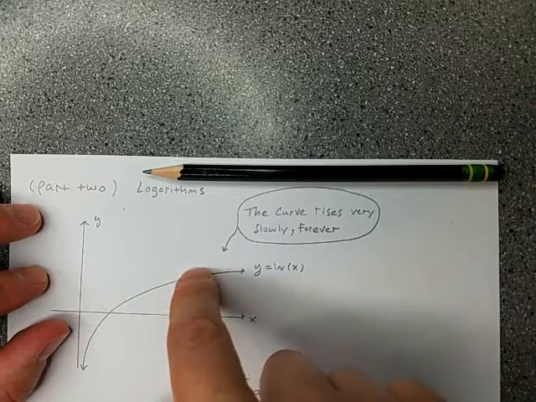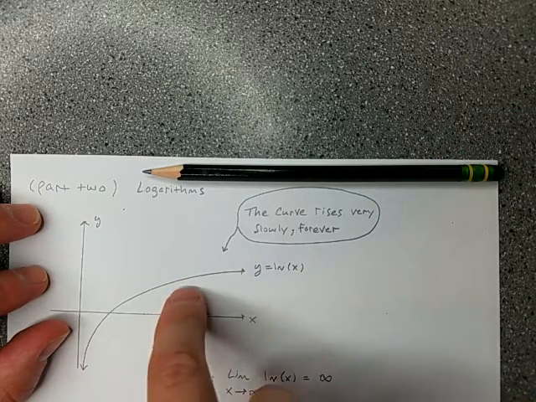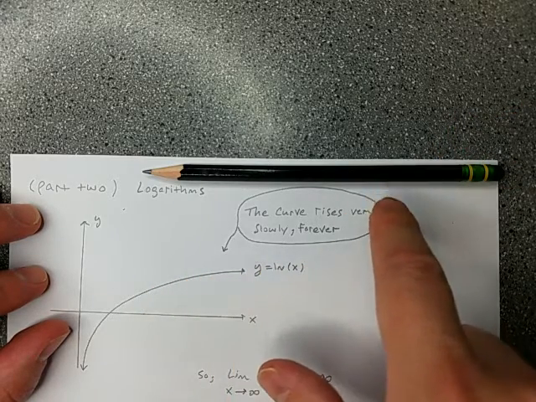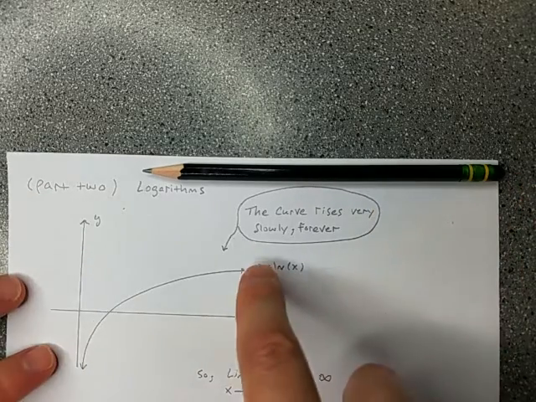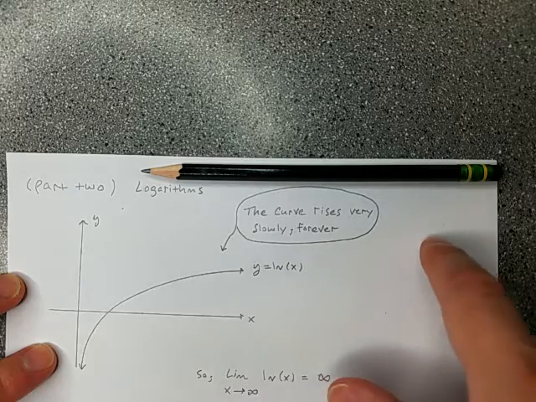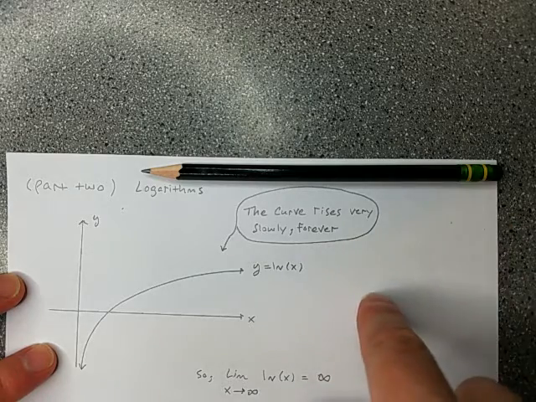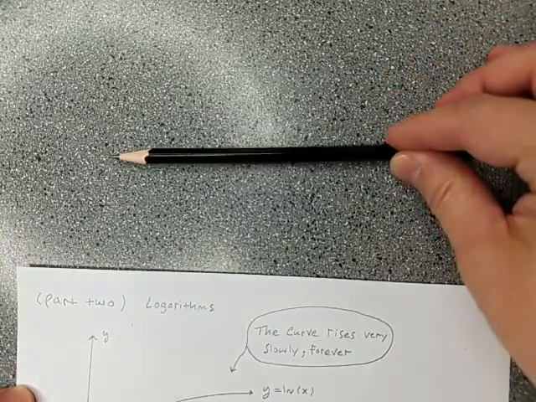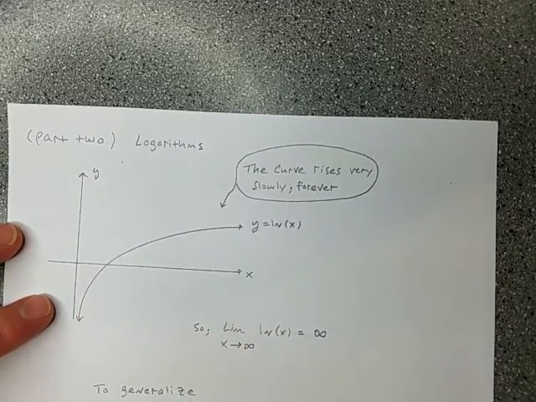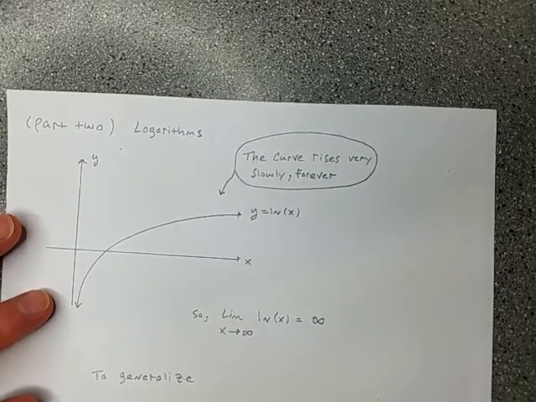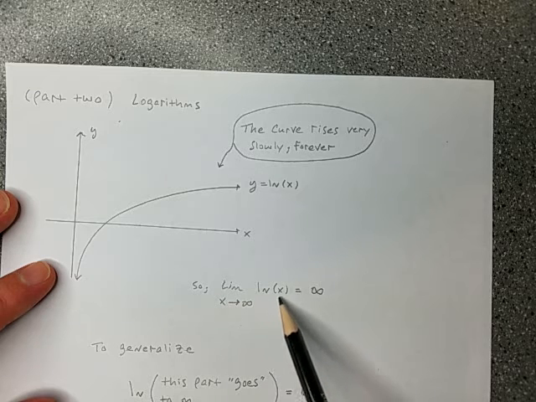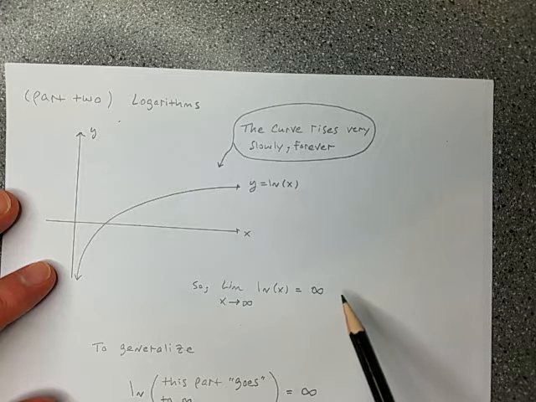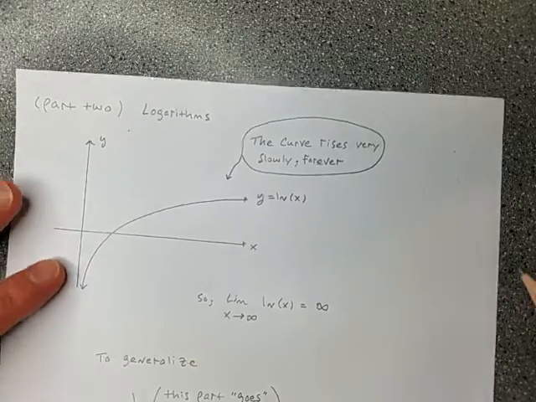At some point, will this curve get above that pencil? Yes, it will. It may take a while because it rises so slowly, but no matter where you put the pencil, it will get above it. So here's what we can say: the limit as x goes to infinity of natural log of x is infinity. So that's a general concept.